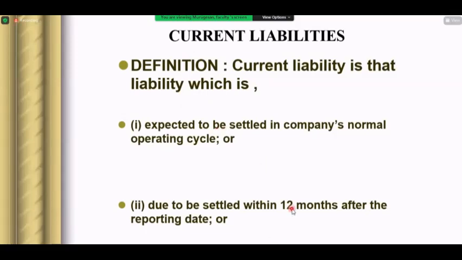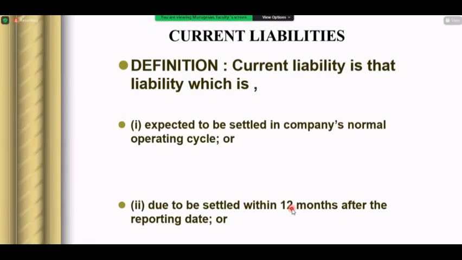Normally, the operating cycle is 12 months as per the Company Act. Operating cycle means from cash, it becomes raw material. Raw material becomes semi-finished goods. Semi-finished goods will become finished goods. Then finished goods will be sold either on cash or sometimes on credit.